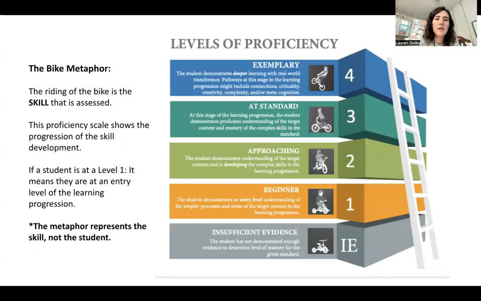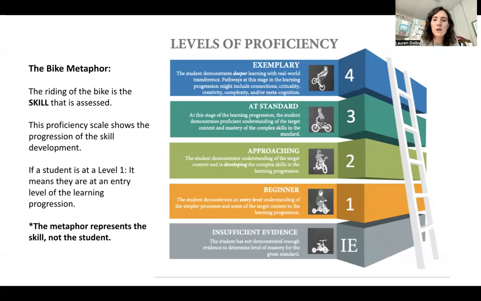One of the analogies I like to use when thinking about the levels of proficiency is riding a bike. At the bottom, you see a tricycle that's empty, that's insufficient evidence. We don't know if a student can ride it or not. At level 1, they are riding a tricycle, so they are out there on the road, but not quite yet on a bike. At 2, you have a bike with training wheels, so we're getting closer, and a 3 is the standard. They are riding the bike, they're exactly where they need to be.